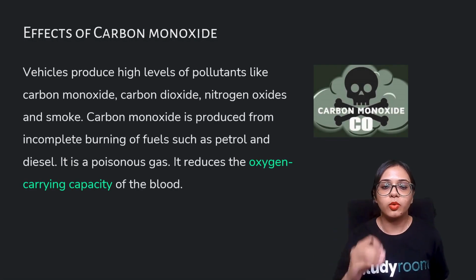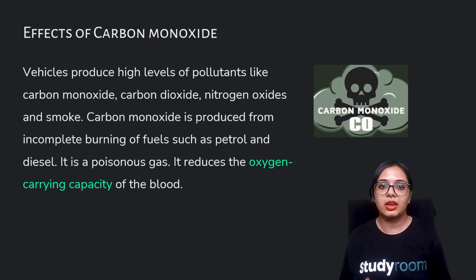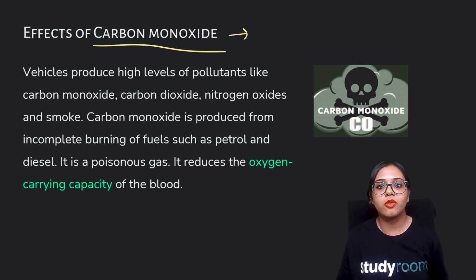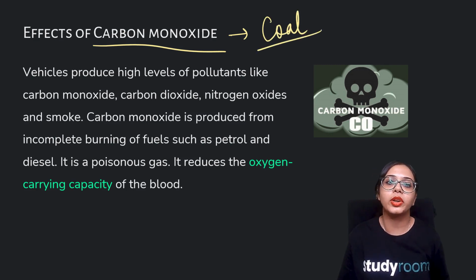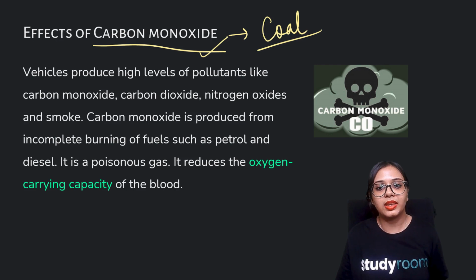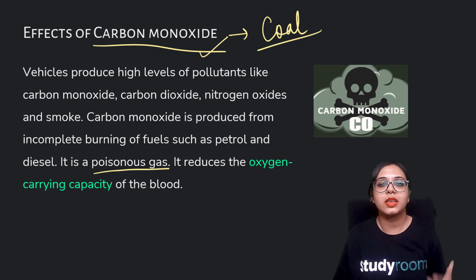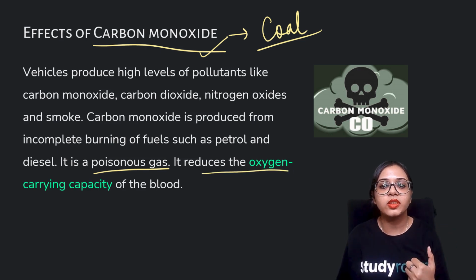You know that carbon monoxide is a poisonous gas. This had already been discussed in the previous chapter, so you might want to take advantage of that learning. You know that the major source of carbon monoxide is coal. When you burn coal, you directly get huge amounts of carbon monoxide gas. It is poisonous because when you inhale a lot of carbon monoxide, it reduces the oxygen carrying capacity of the blood.